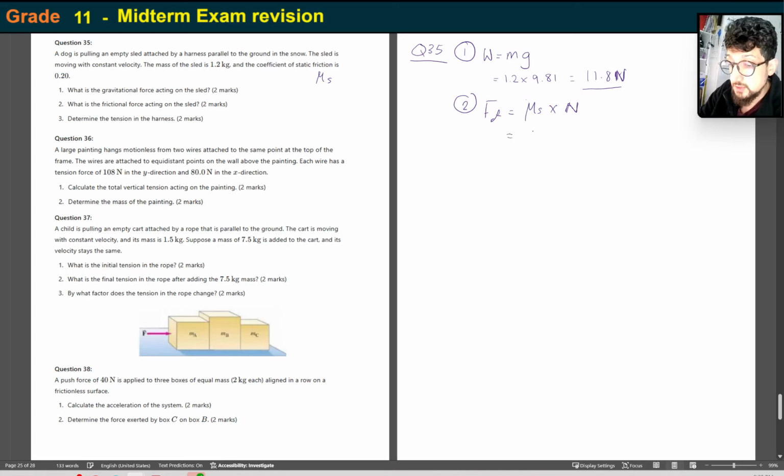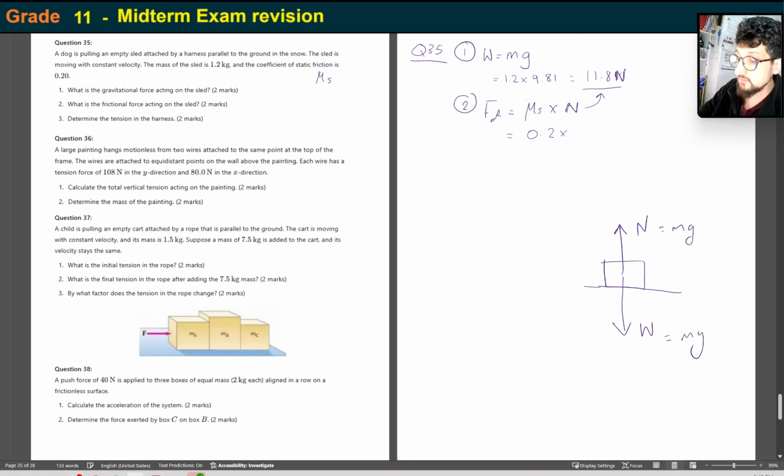It's going to equal 0.2 multiplied by the normal force, which we found earlier. Because weight is equivalent to the normal force in this instance. Remember, if a box is sitting on a table, it's experiencing weight force downwards and normal force upwards, and these two are equivalent because there's no acceleration in the vertical direction, the y direction.